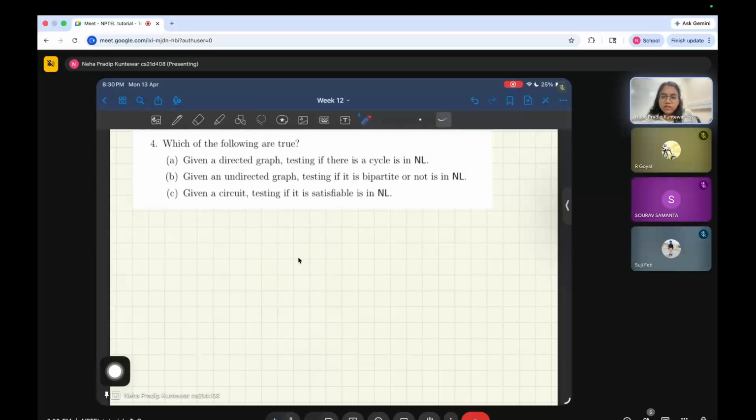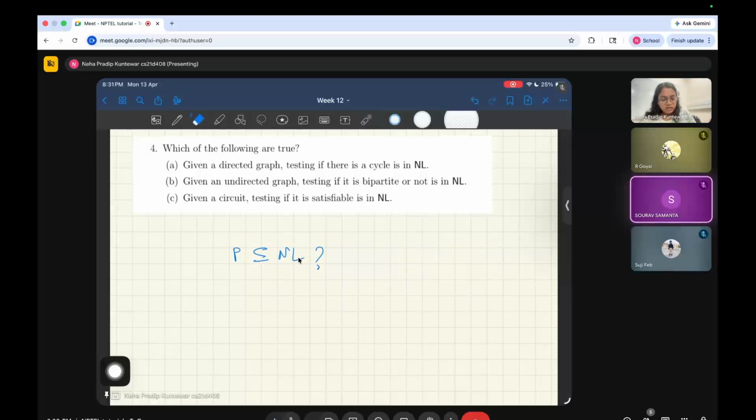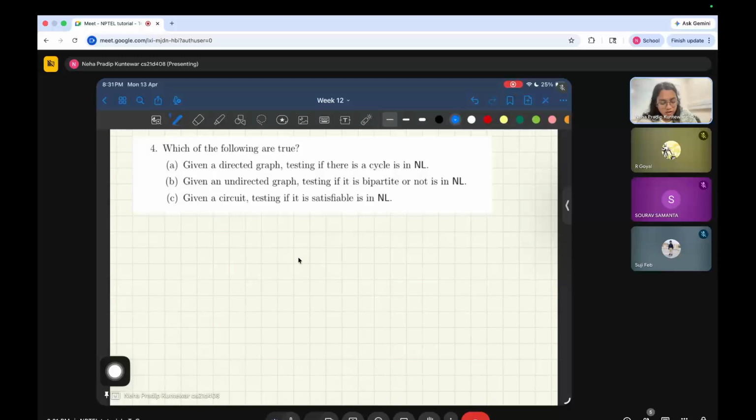A comment about B: bipartite checking can be done in polynomial time, but we don't know whether P is contained in NL. So even if bipartite checking is in P, it does not imply that it can be done in NL. Is this okay? Yes, I think I may have mistaken something. What I mean to say is that showing that something is in P will not imply that it's in NL. And for the third thing, given a formula phi, check if it is satisfiable.